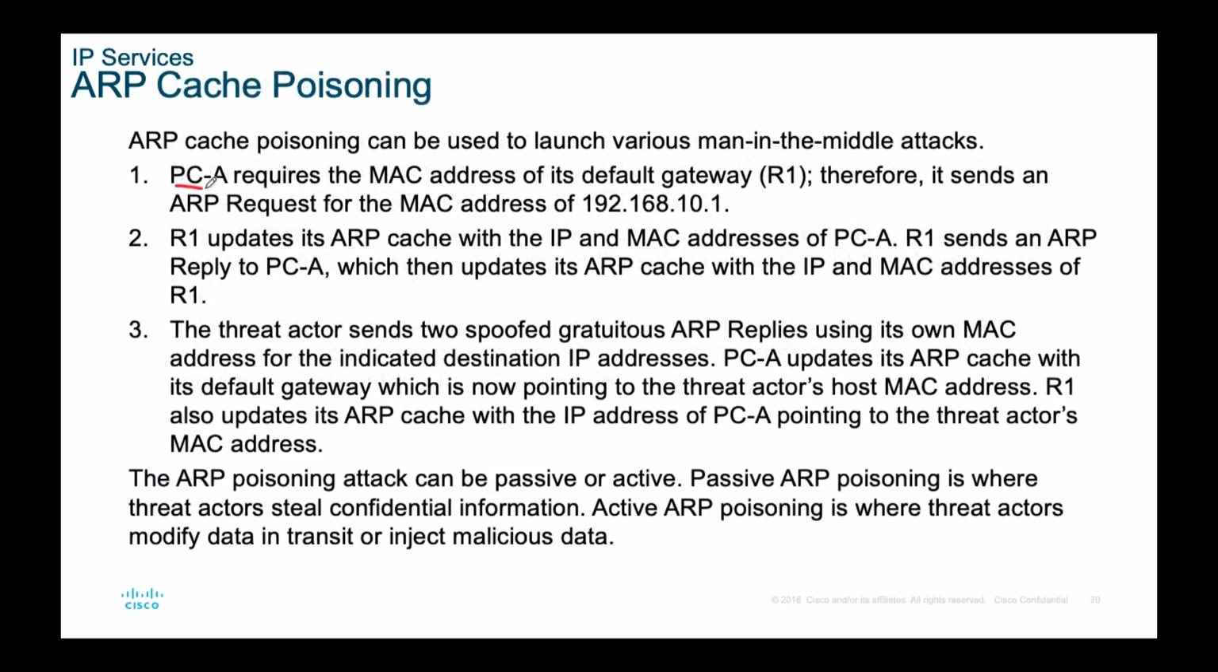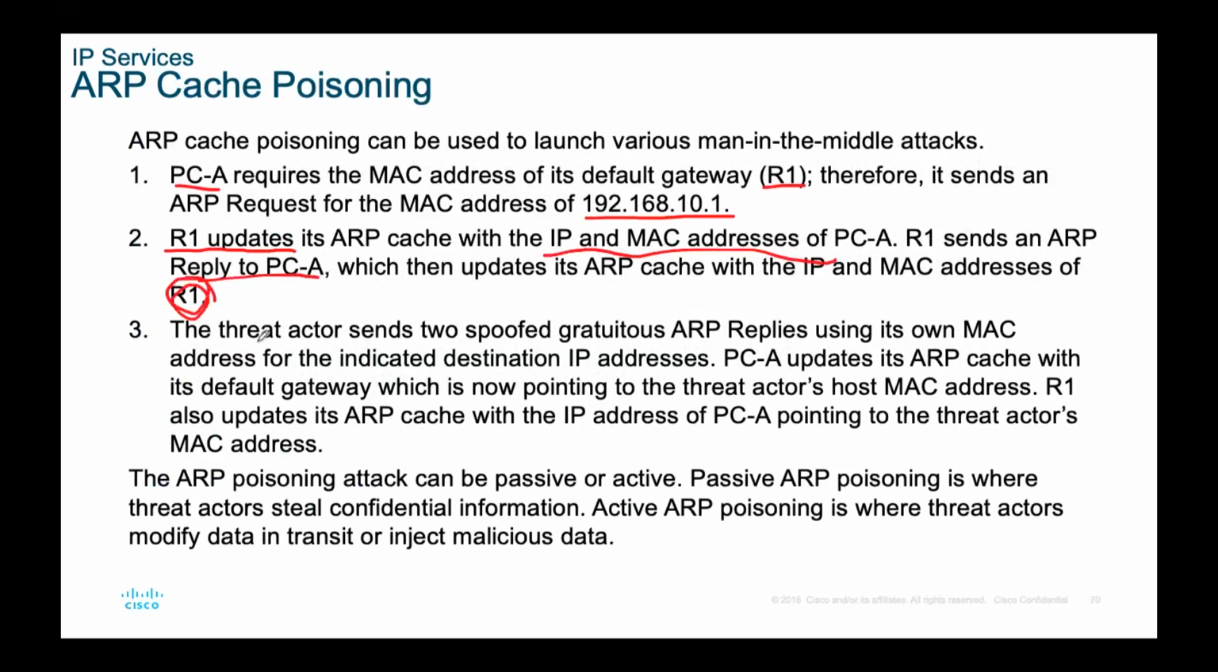For example, PCA requires the MAC address of its default gateway, R1. Therefore, it sends an ARP request for the MAC address of 192.168.10.1. R1 updates its ARP cache with the IP and MAC addresses of PCA, and then R1 sends an ARP reply to PCA, which then updates its ARP cache with the IP and MAC addresses of R1.